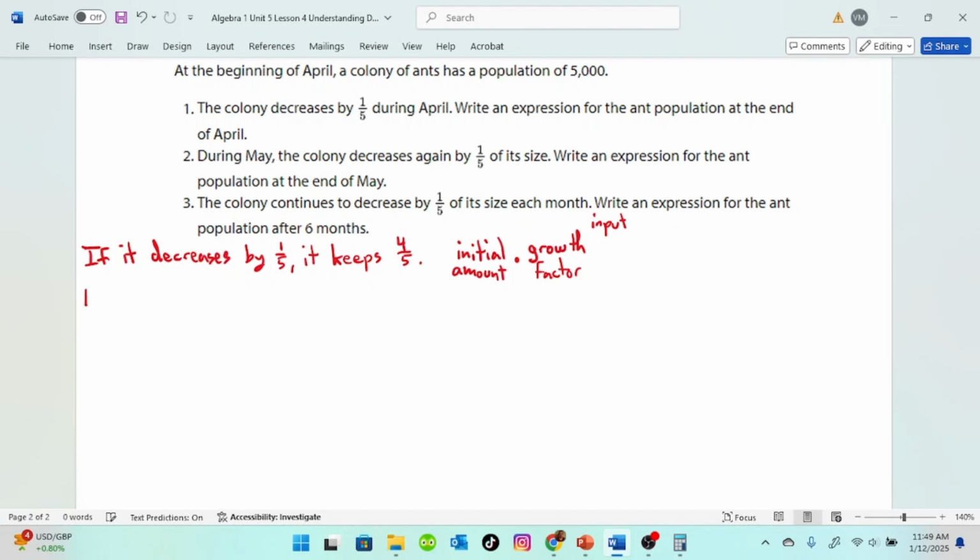So, for number 1, I know that it begins with a population of 5,000. And I know I'm multiplying by a growth factor of 4/5, because that's how much of the population it keeps if it loses 1/5.